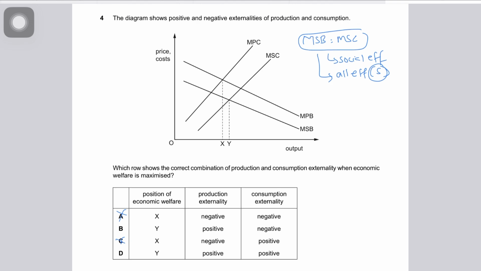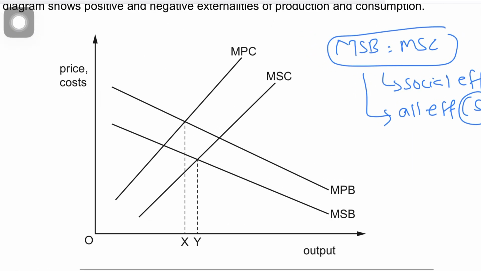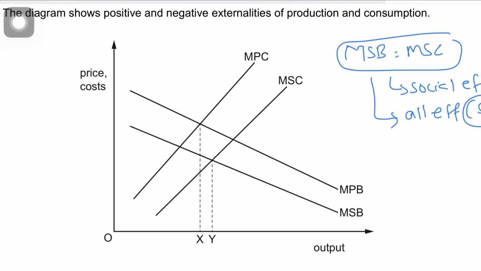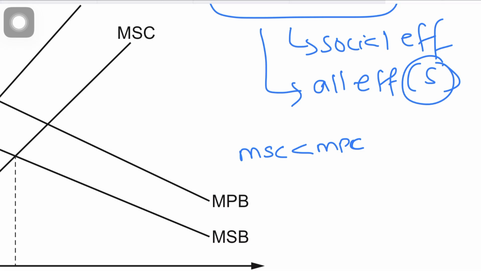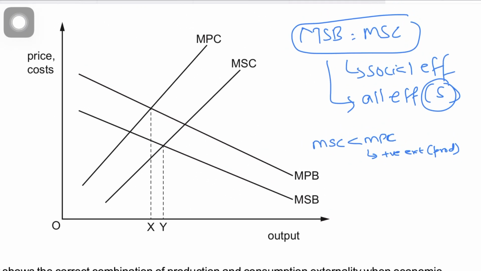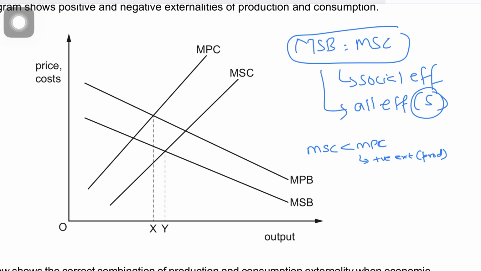Now let's look at whether the production externality is positive or negative. If the MSC is lower than the MPC, it means that there is a positive production externality. If MSC is less than MPC, it costs society less to produce than what it actually costs privately. The private cost is more than the social cost, which means there's a positive externality, a positive production externality, which is bringing the cost down. So the cost to society is less than what it actually costs to produce, right?